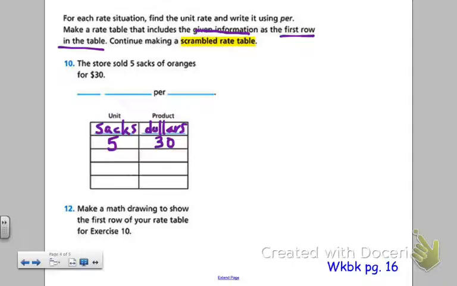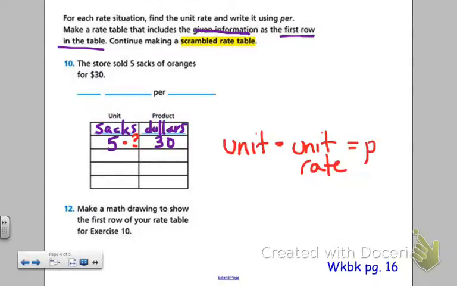So let's see. What is the unit rate here? How much is it for 1? I know that it's $30 for 5 sacks, but how much is it for 1 sack? Well, what I can do is think about what I would need to multiply to get to 30. If you remember, we always did the unit times the unit rate to get our product.